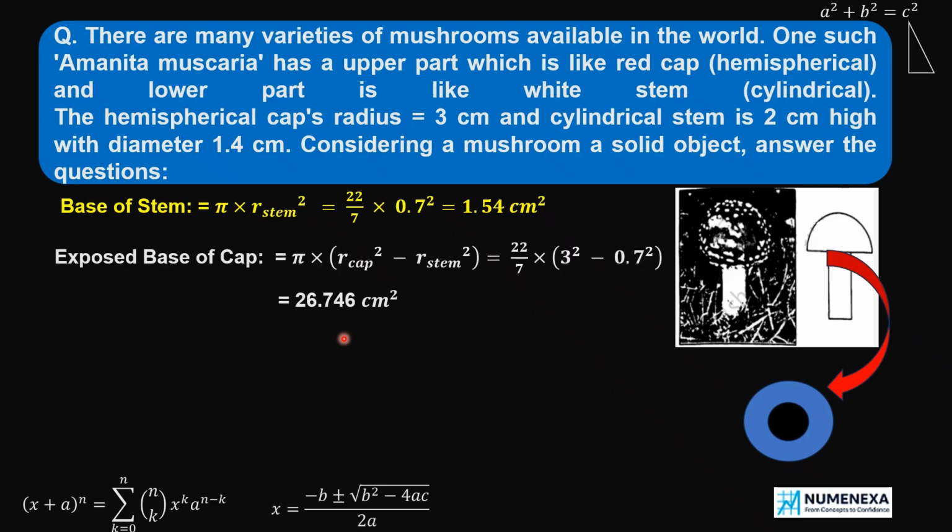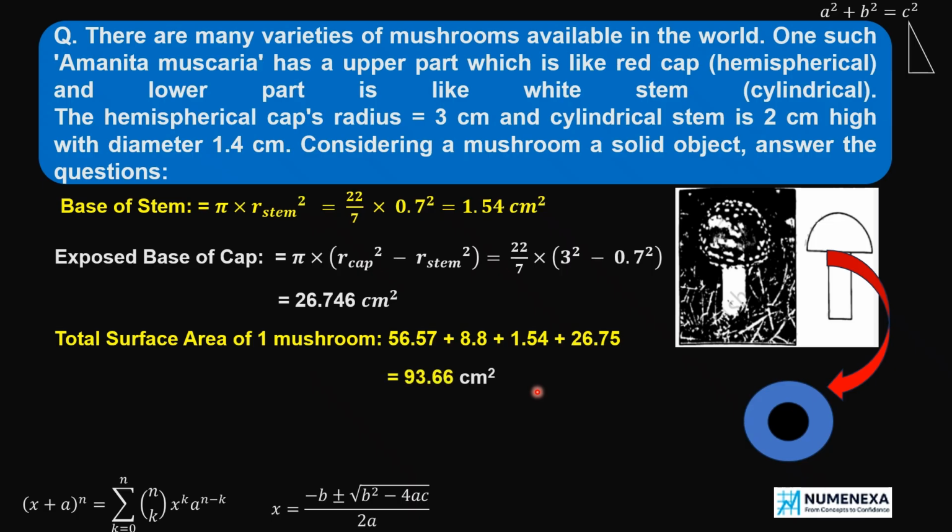Now we have found the visible area of all the components of the solid. We will add all of them to find the total surface area of one mushroom. So total surface area of one mushroom is equal to 56.57 plus 8.8 plus 1.54 and plus 26.75. So we get the total surface area of one mushroom as 93.66 centimeter square.